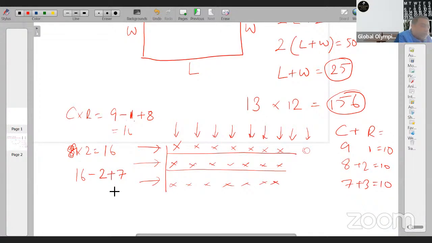16 minus 2 is 14. 14 plus 7 is 21. And therefore you get the 7 into 3, which is larger than this. Correct? Then you again subtract, you remove this column.